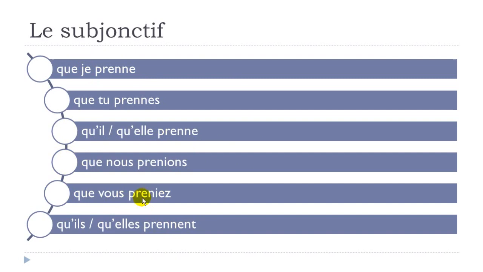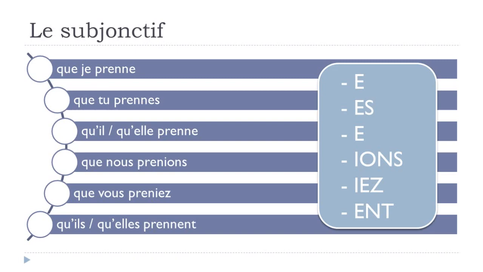Okay, but I took this special verb, prendre, to take, on purpose, because I thought that it was quite difficult. So, you know, now you can see the way to make it. And after that, well, first, we'll see back again one more time the endings. So, E, ES, E, ions, iez, ENT. All right.